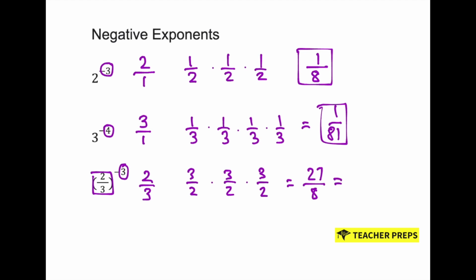8 goes into 27 3 times, which is 24, so we have 3 left over. So our answer is 3 3/8.